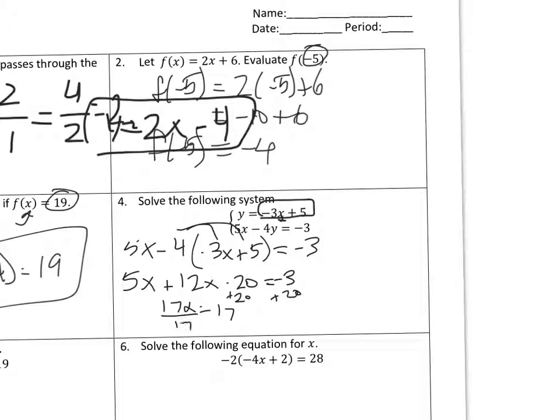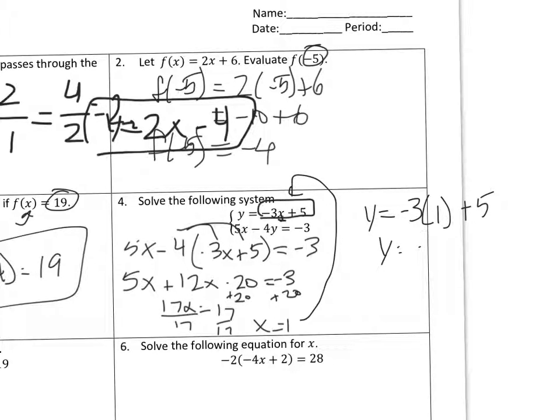Divide both sides by 17, and I get x equals 1. So now that you have the x value, you've got to plug it into the top equation, or the bottom. Either one works to solve for y. So I get y equals negative 3 times 1, plus 5.